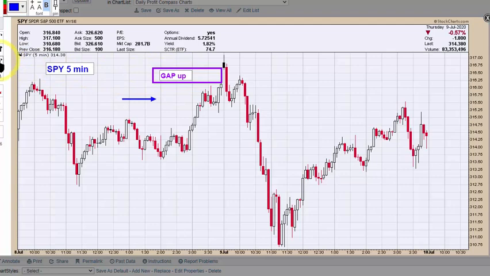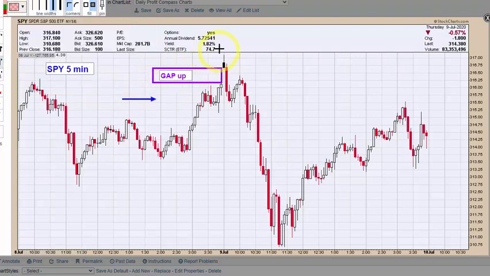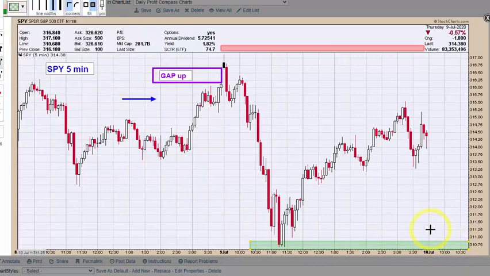So we go in, and let's just say hypothetically, we identify a resistance here, and we identify support here down around 311. Okay, so we're all in the pre-market. We have resistance identified. We have support identified. We see that in the pre-market we're set for a gap up.